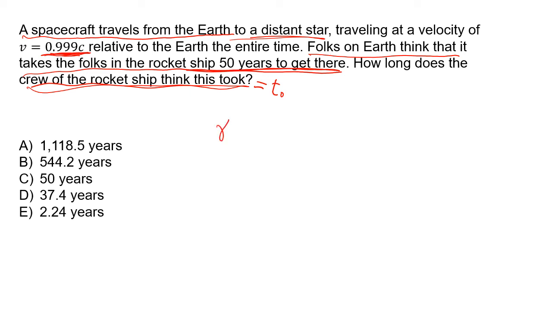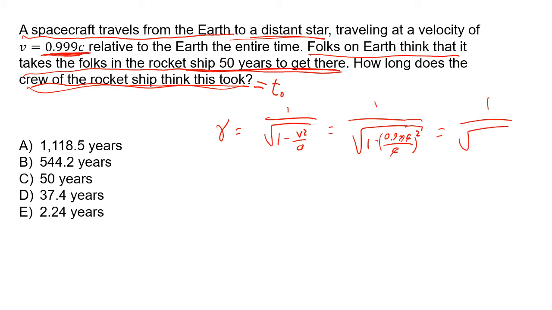So to figure this out, we're going to need that gamma factor. Gamma is equal to 1 over the square root of 1 minus v squared over c squared. And v in this case is 0.999 c, 99.9% the speed of light. So I'm going to take that all and square it. The c's will cancel, and I just get 1 over the square root of 1 minus 0.999 squared. Do this calculation yourself. I think you'll find that the gamma factor is 22.37 approximately. That's how many times slower time is running for the people on the spaceship.